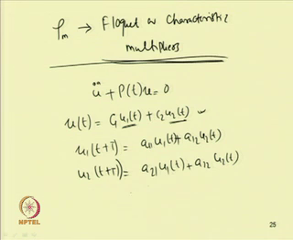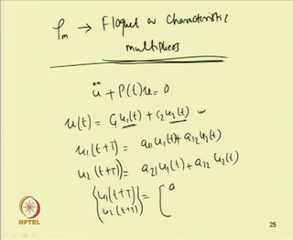So, here we can write u(t+T), that is u 1, u 2 at t plus T, equal to the matrix a 1 1, a 1 2, a 2 1, a 2 2 times u 1(t), u 2(t).